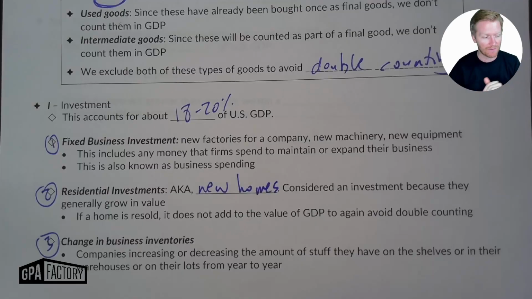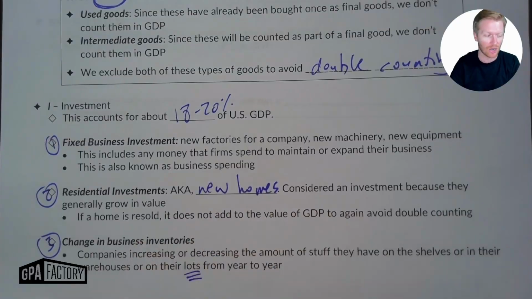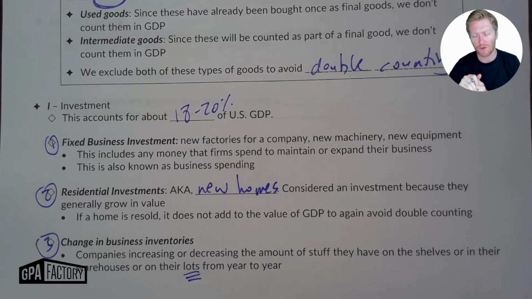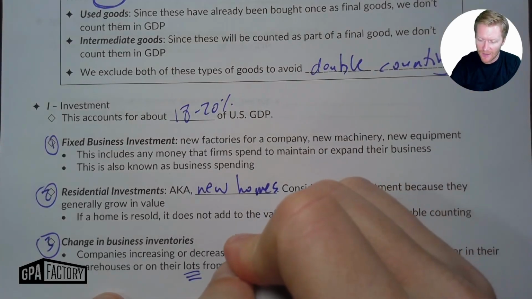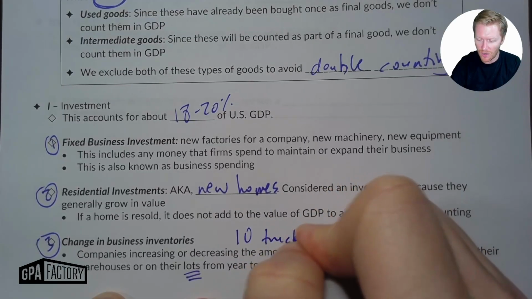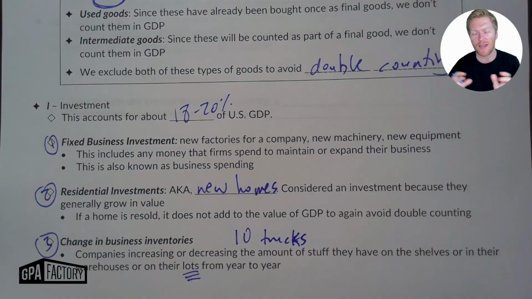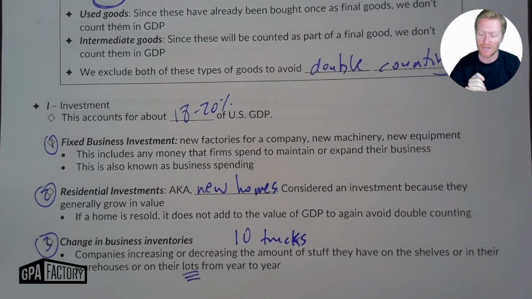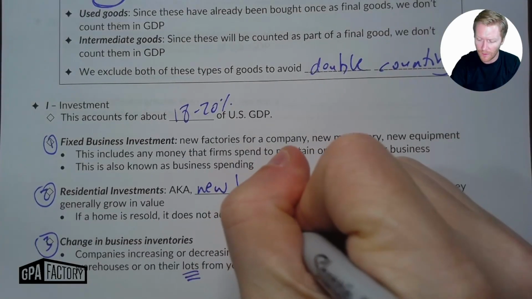And now we've got this idea of change in business inventories. So companies increasing or decreasing the amount of stuff that they have on the shelves or in their warehouses or on their lots from year to year. When I say lots, this is going to be kind of like a car lot for a Ford or a Chevrolet or something. And when I mean increases in inventories, let's say that Chevrolet has 10 trucks in their lot. We're just simplifying it right now. We're saying that maybe Chevy only has 10 trucks in year 1 on their lot.